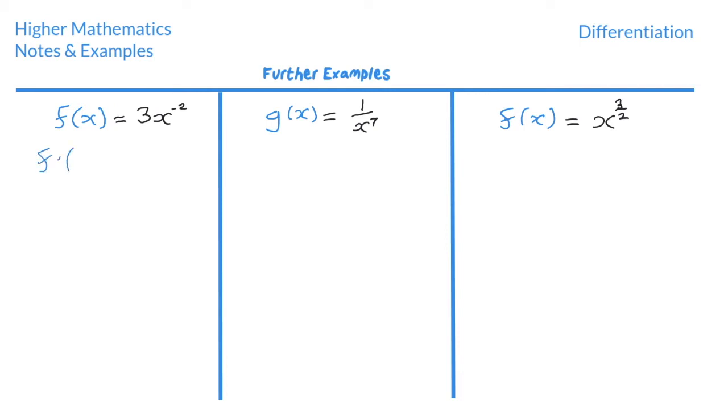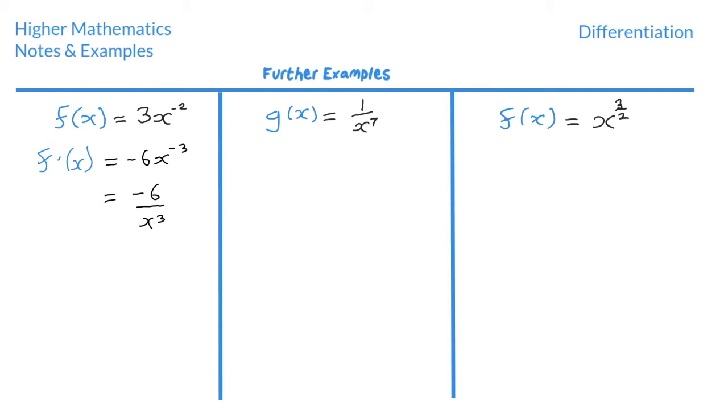F of x equals 3x to the negative 2. So our derivative, f dash x, we follow the rule that we multiply by the power. The power happens to be a negative value, but that's okay. So negative 2 times 3 is negative 6, and then we drop that power by 1. This will be negative 3. What we need to do, though, is to write that with a positive power, so that'll be negative 6 divided by x cubed. It's important that we do leave our answer with a positive power for some of the questions that occur later in this topic.